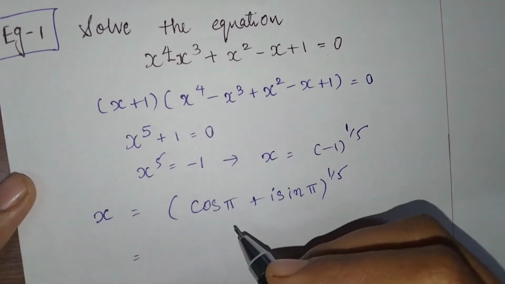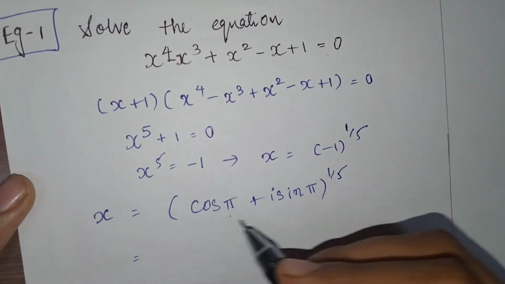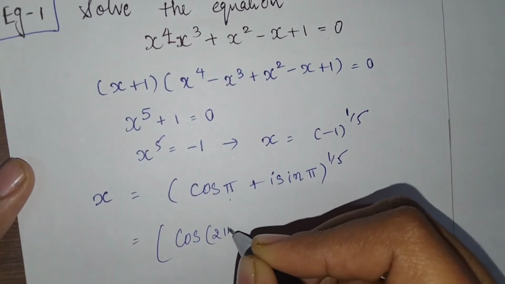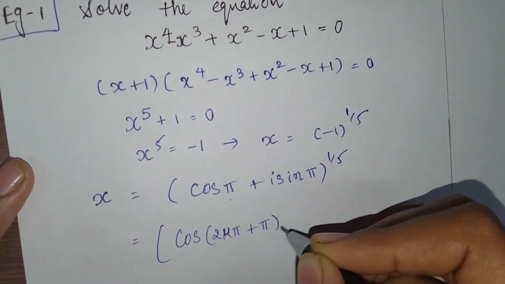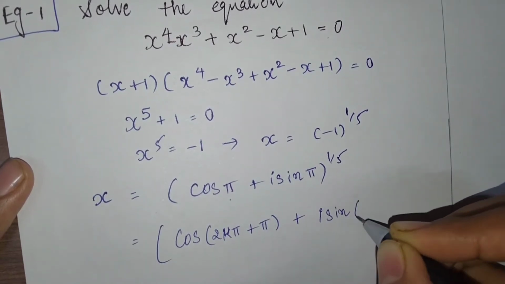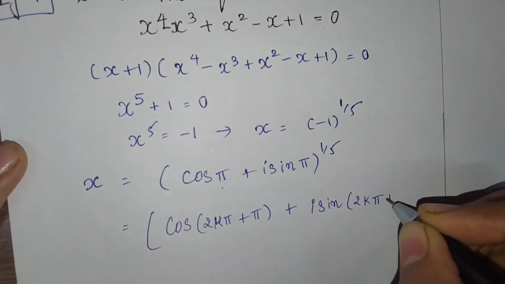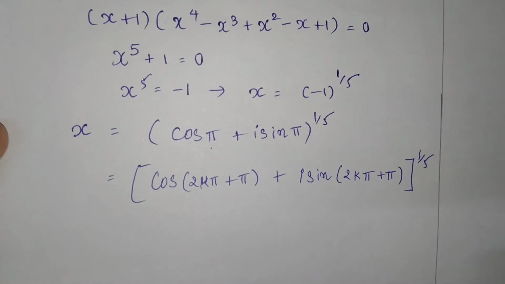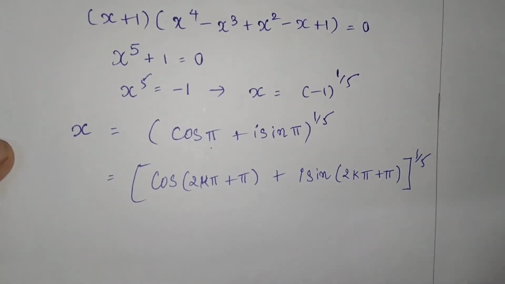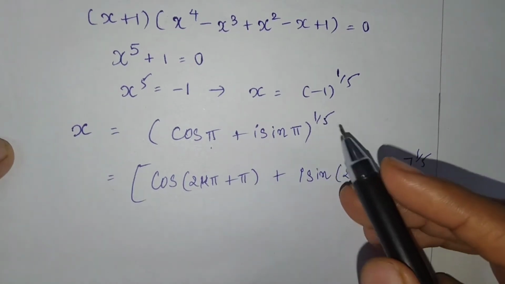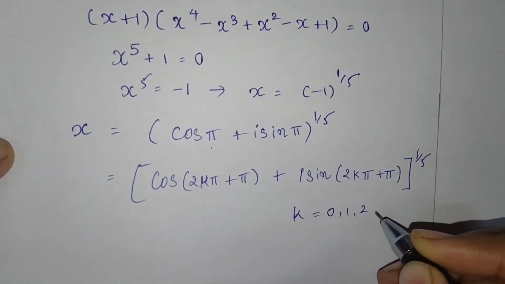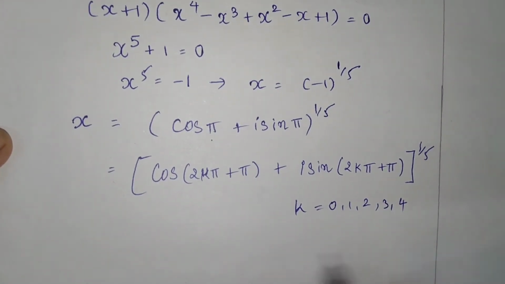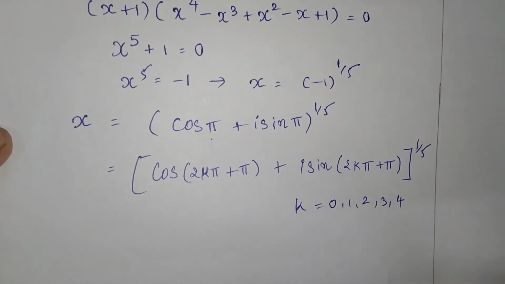Now again we will add here 2k pi plus pi, and here also we will add 2k pi plus pi. So we will get (cos(2k pi plus pi) plus i sin(2k pi plus pi)) whole raised to 1 by 5. Now here k will be n minus 1, where n is 5, so k will be 0, 1, 2, 3 and 4. So we will put values in this equation and we will get the answer.